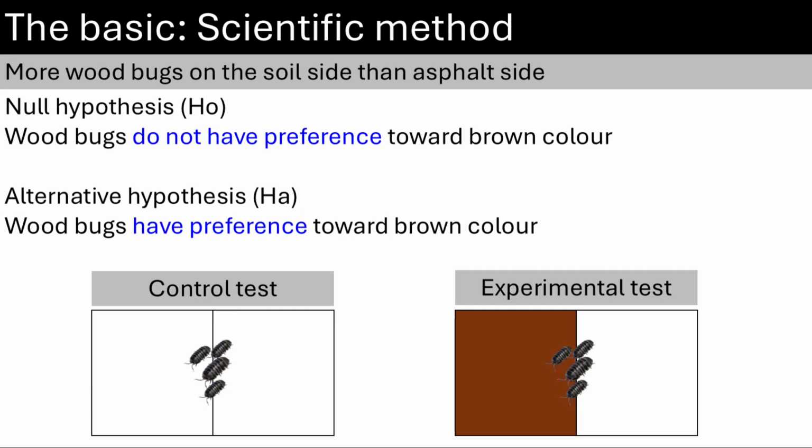One day, when I observe a greater number of wood bugs on the soil side, I can formulate a null and an alternative hypothesis. After formulating hypotheses, a large pan with two divided areas will be set up for the control test. For the experimental test, brown color is added to simulate the color of soil. An equal number of wood bugs are placed in the center of the tray, and 2 minutes will be provided so that the organisms can make a choice between two different conditions, brown color and without brown color.